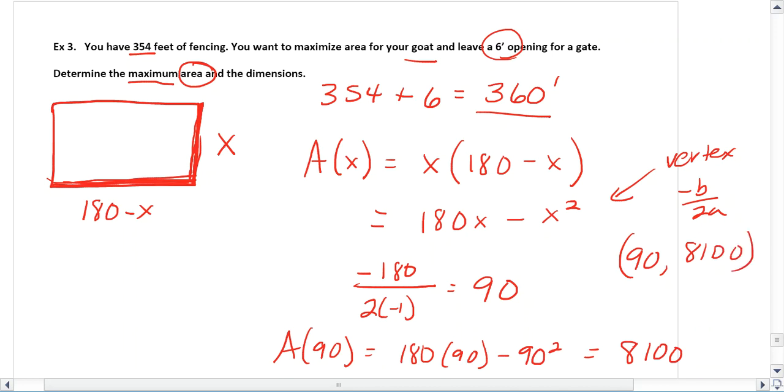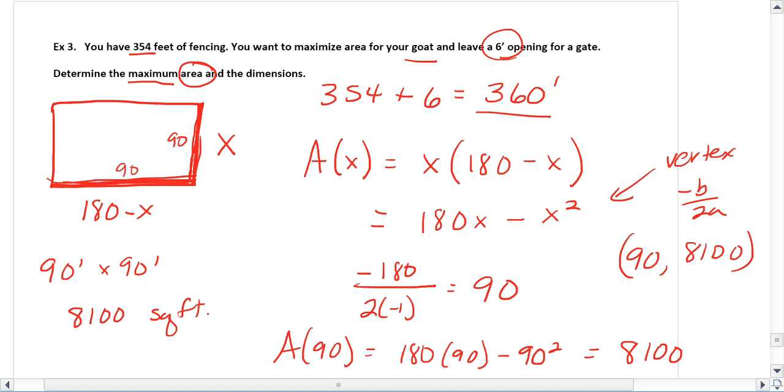Well, this x is 90, so this side is 90. This side is 180 minus 90, which is also 90. So interestingly enough, to maximize the area for our precious goat to graze, we would build a square pen, and it would measure 90 feet by 90 feet. And what is that maximum area? Well, we maximized it at 8,100 square feet.